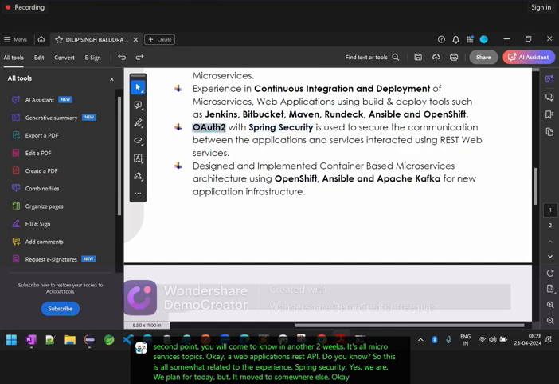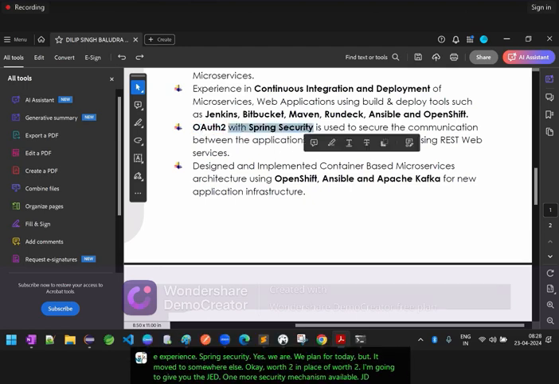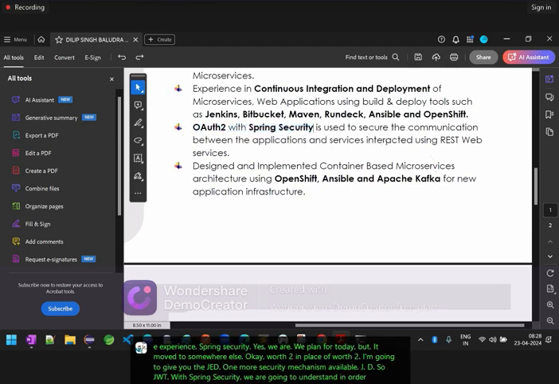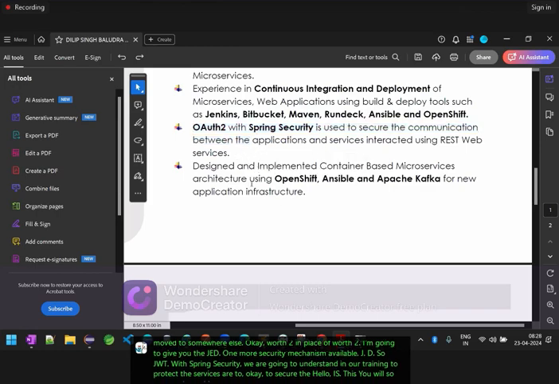Okay, in place of OAuth 2, I'm going to give you the JWT. One more security mechanism available, JWT. So JWT with Spring Security, we are going to understand in our training to protect the REST services or to secure the REST services. So you can keep this point in your resume also.